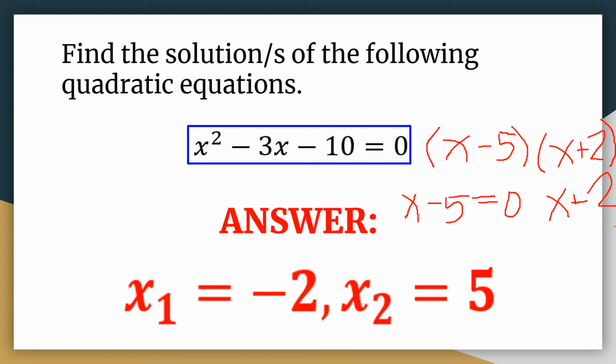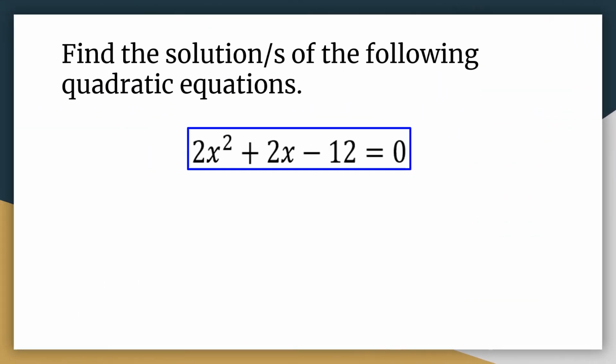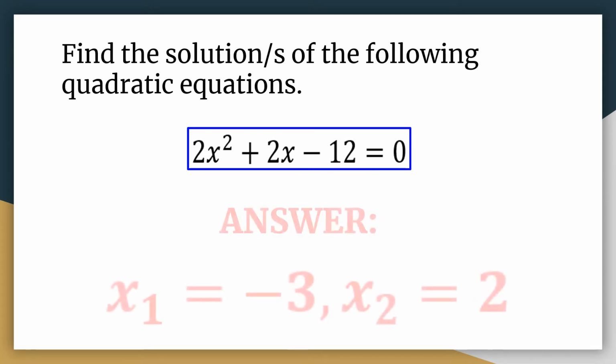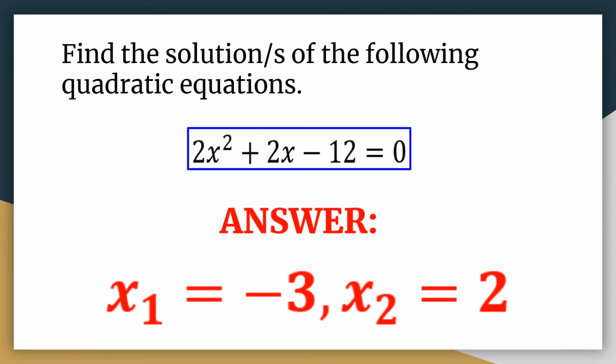We proceed to the third example. We have 2x squared plus 2x minus 12 equals 0. So the roots are negative 3 and positive 2. So how did we get negative 3 and positive 2?